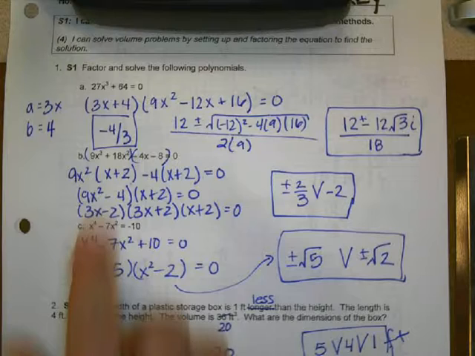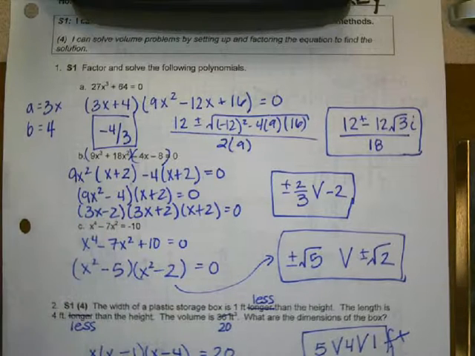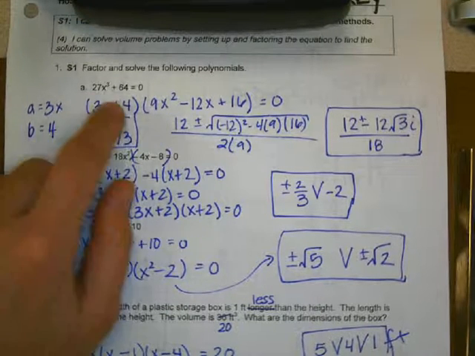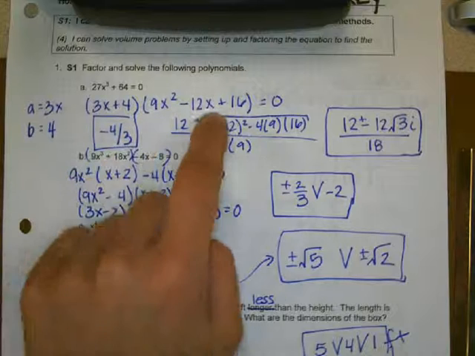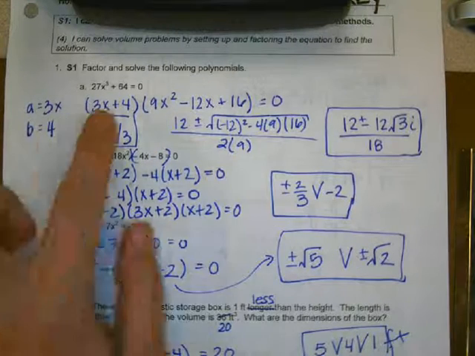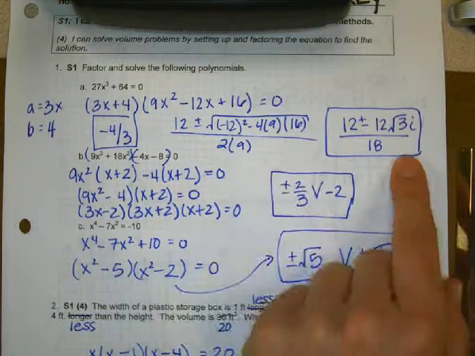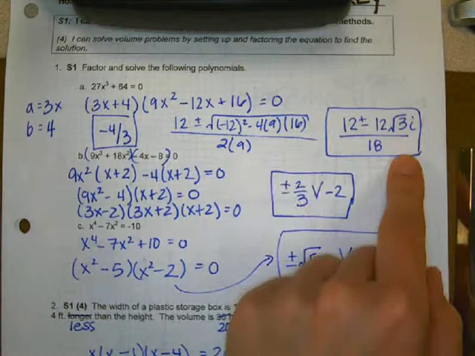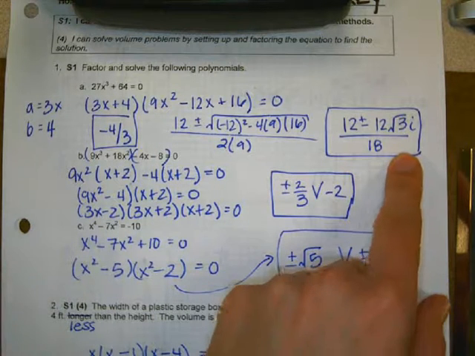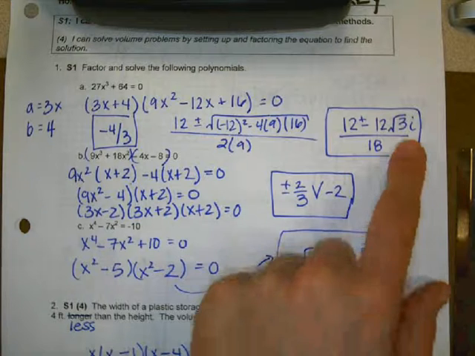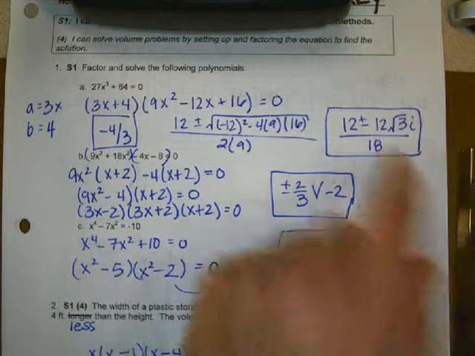Alright, so this one, to factor and solve, you have to use the factoring pattern, a plus b times a squared minus ab plus b squared. Then you set both those equal to 0 and solve, and when you do that, you end up getting this expression. The 12 square root of 3, I think, was the square root of 432i, so I just simplified it.